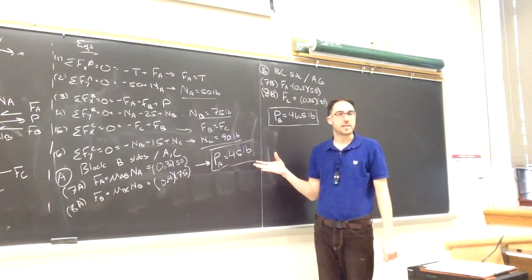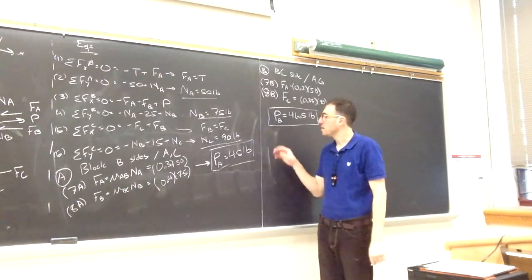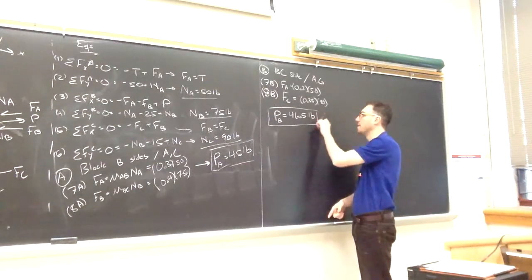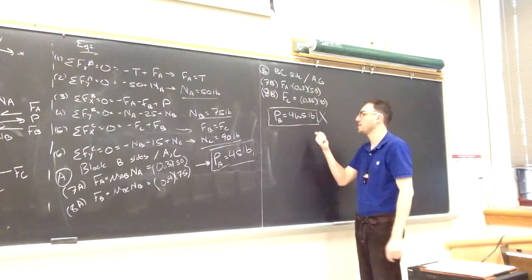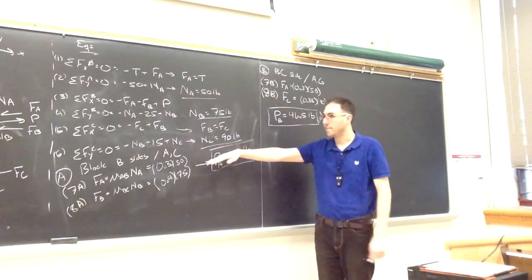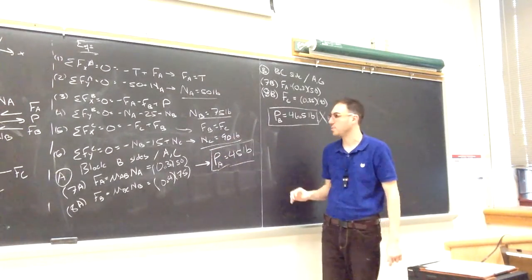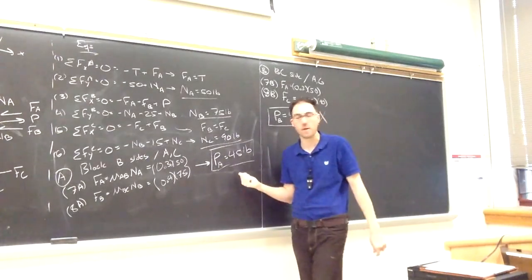These were the only two scenarios we had to consider. This takes more force than it does for condition A to happen. So by the time we could pull with 46.5 pounds of force, block B would already be sliding out relative to A and C. So this is what's going to happen first. We can apply up to 45 pounds.